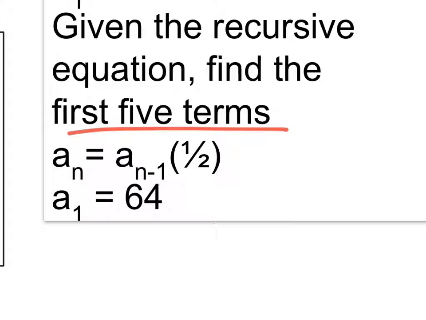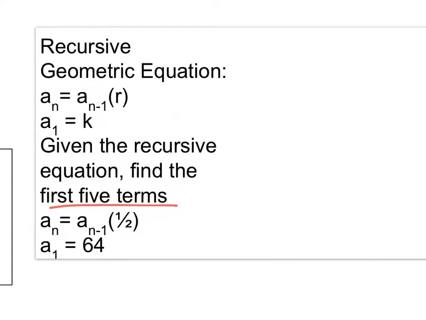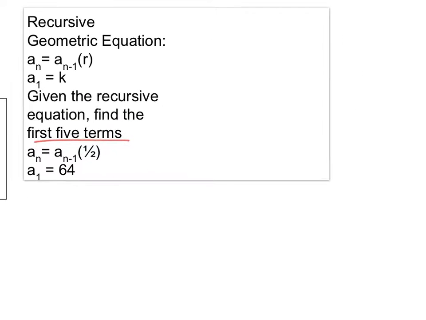How do we do that? Well, when we're taking a look at it, I can see that we've got the ratio. I also see that we've got the first term, and we just got acquainted with our new recursive geometric equation. So how do we start? Well, right off the bat, of course, we've got our first term. So I'm going to write a sub 1 equals 64.